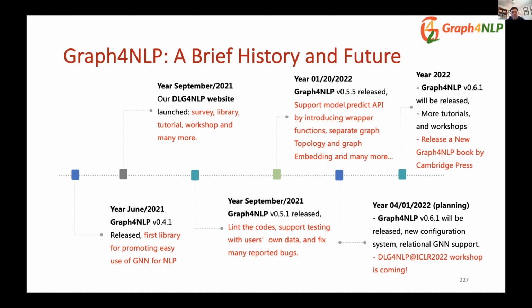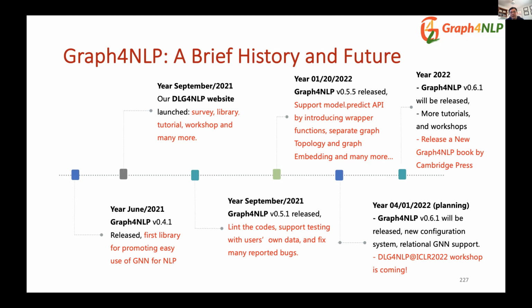At the same time, we also released our v0.5.1 Graph4NLP library. There we are supporting a lot of new things, for example, testing with the user's own data and fixing many reported bugs. And the community really likes the library. They give us a lot of feedback. In a very short time, we got over 1,000 stars on our library, and we see a lot of issues, and we really appreciate all the community's feedback.